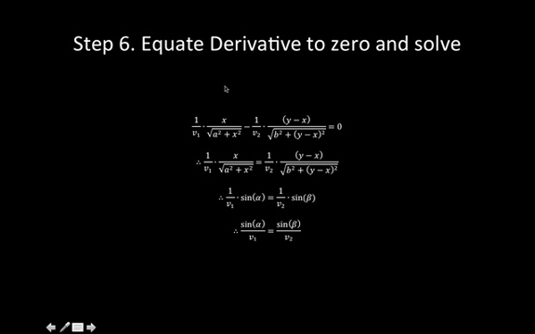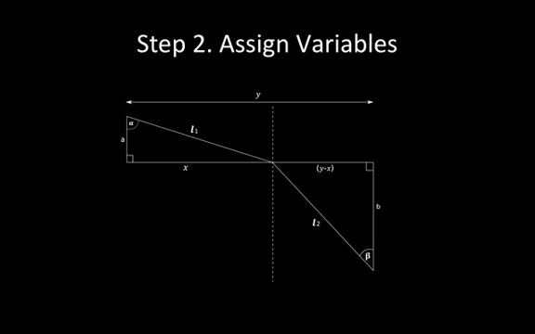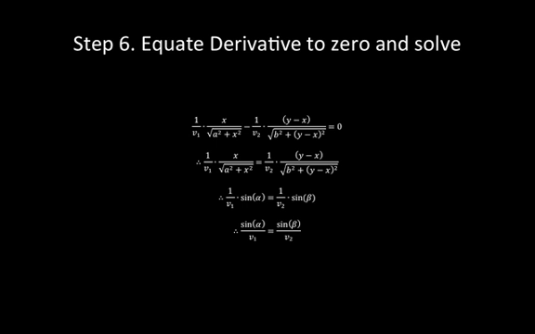So now we equate the derivative to 0 and we solve. You don't even need to solve actually. You move this to the other side, and now comes the interesting part. Sine alpha is x over L1. Sine beta is y minus x over L2. Let's go back here. If you remember, the square root of a squared plus x squared is L1.